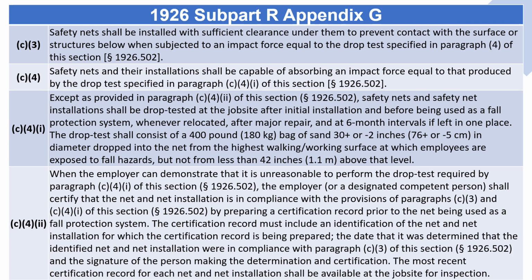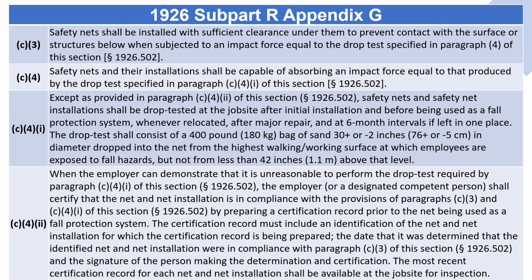The drop test shall consist of a 400-pound, 180 kilograms, bag of sand 30 plus or minus 2 inches, 76 plus or minus 5 centimeters in diameter dropped into the net from the highest walking/working surface at which employees are exposed to fall hazards, but not from less than 42 inches, 1.1 meters above that level.